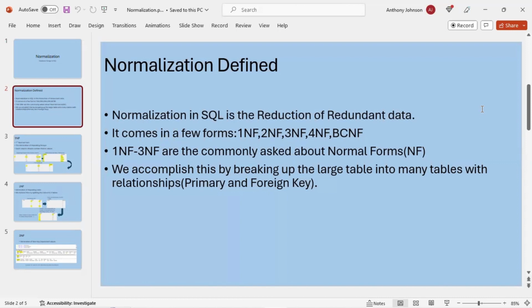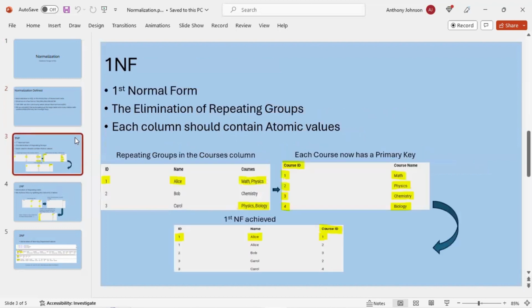We accomplish this, as I mentioned before, and I just want to hammer this home, it is the breaking down of a large table into many tables and linking them with relationships, i.e. a primary key and foreign key relationship. So first normal form is the elimination of repeating groups. Each column should have atomic values in it.